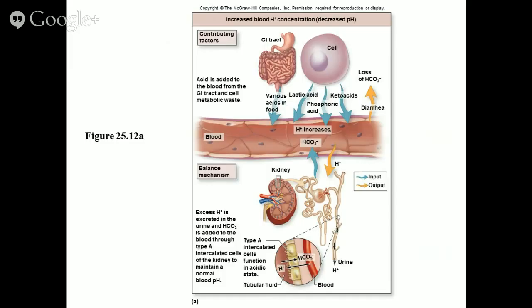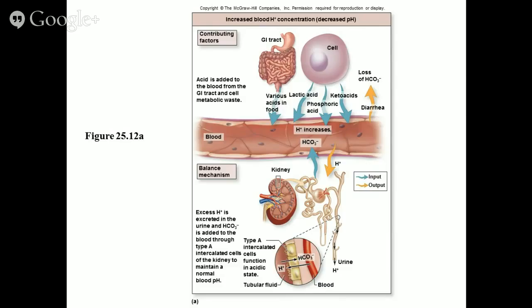So what are we going to do? Well, this high hydrogen level is actually going to get excreted in the urine. And what's going to wind up happening is we're going to do a transport exchange at the collecting tubules. What's going to happen is the cells are going to be stimulated by the high concentration of hydrogen that's there.